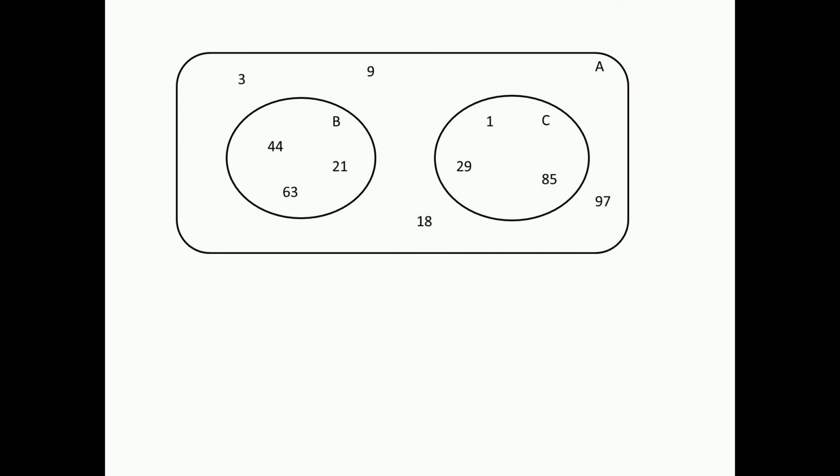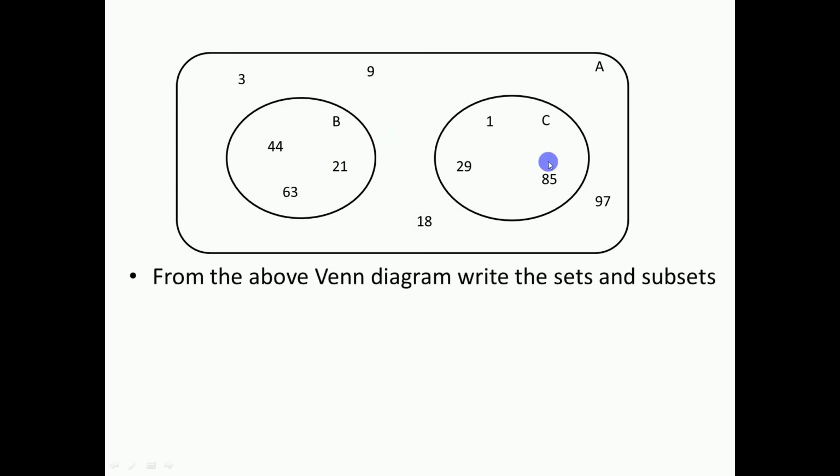Now here is the Venn diagram given, and set A, set B and set C are given. From the above Venn diagram, write the sets and the subsets. So we have to write the sets and the subset relations from this given Venn diagram. When you observe, there are three sets: set A, set C and set B.